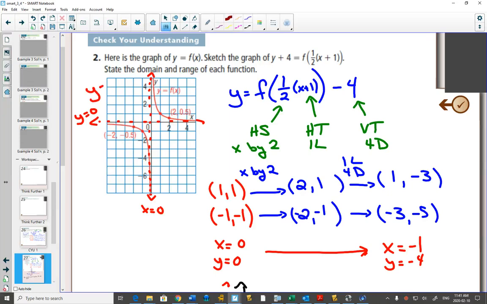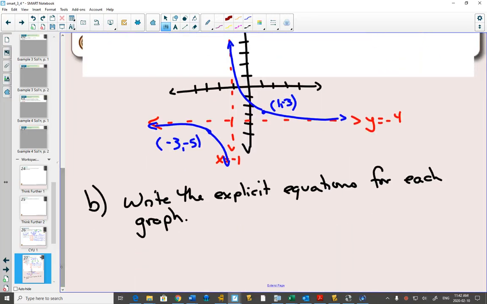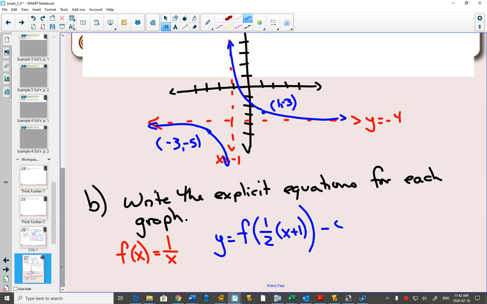As an explicit equation, this was y equals. This one was recognize it as the 1 over x graph from the colored papers. So in other words, they're telling us that the regular function here is 1 over x. And we also want to find, so we had our regular function, the original was 1 over x. How would you write the blue one that we drew, which was y equals f of 1/2 x plus 1 minus 4.